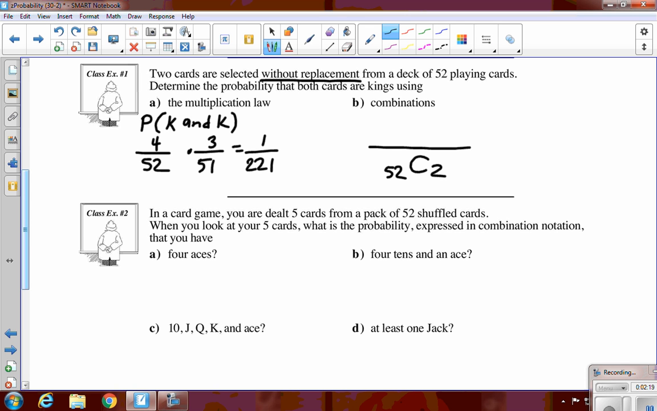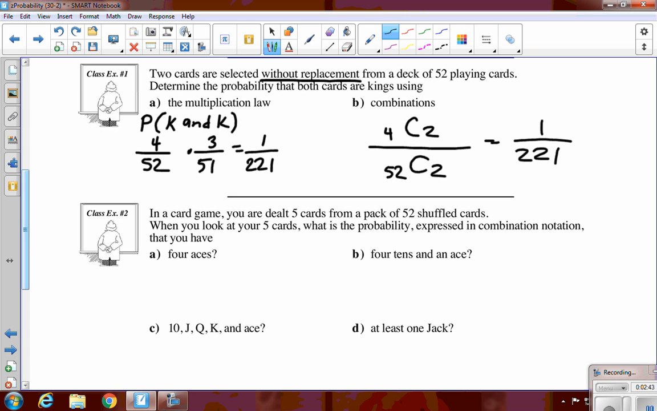But what are we actually talking about in this question? Kings. So how many kings are there? 4, and I need to choose 2 of them. And when we do this, you should crunch it out to see if you can get the same answer. It is the exact same thing. For those kings, choosing 2, divided by all the ways out of 52 cards, I can choose 2 cards.